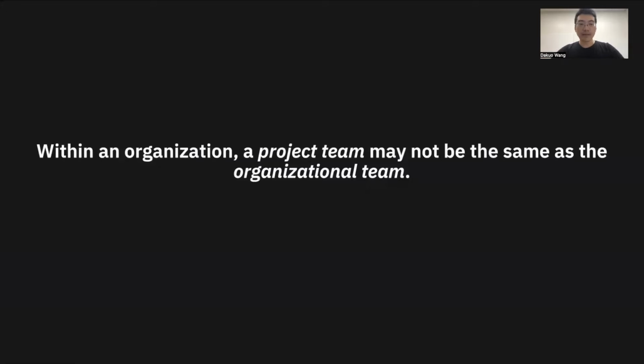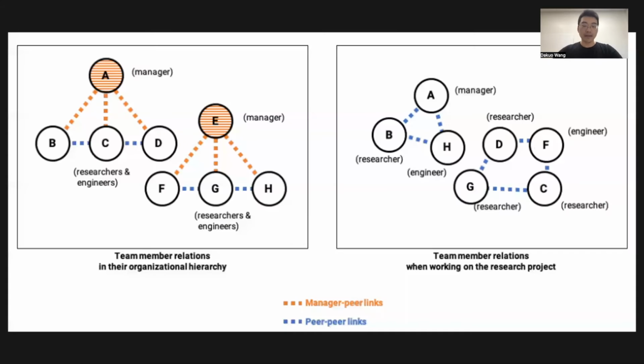We have this observation that within an organization, a project team may not be the same as the organizational team. Let's take a look at this illustration. To the left, this is a typical organizational hierarchy where you have two organizational teams here, manager A and manager E. Each is managing 3 employees reporting to them. So these are 2 organizational teams.